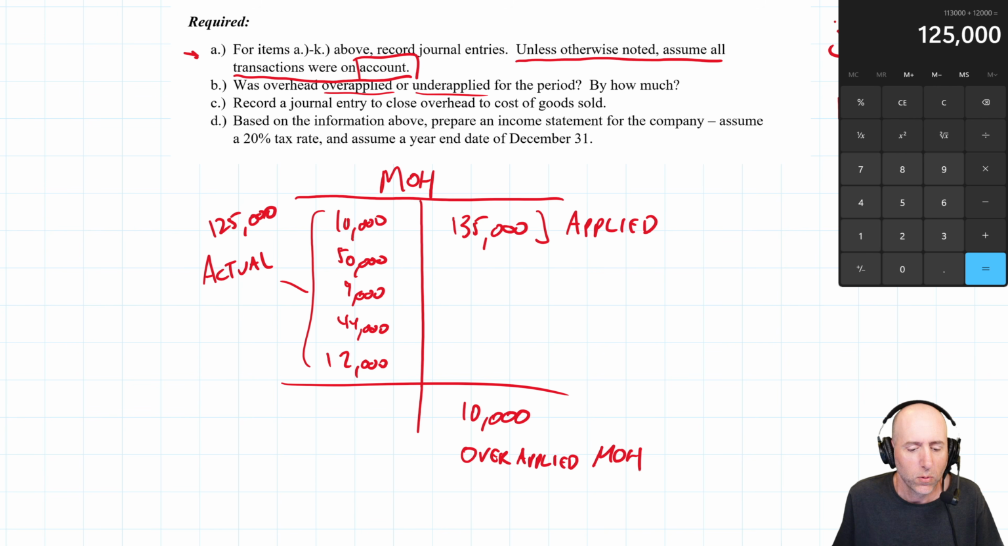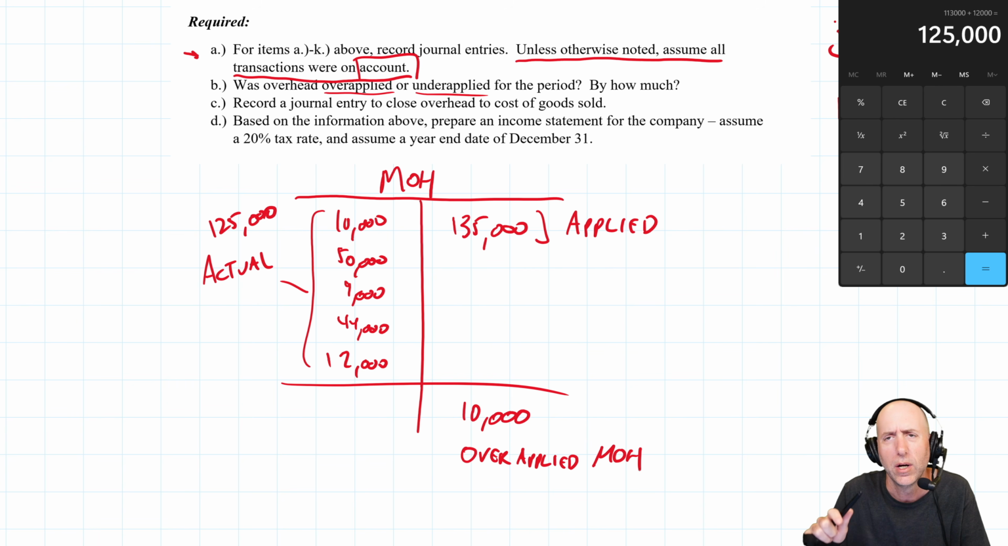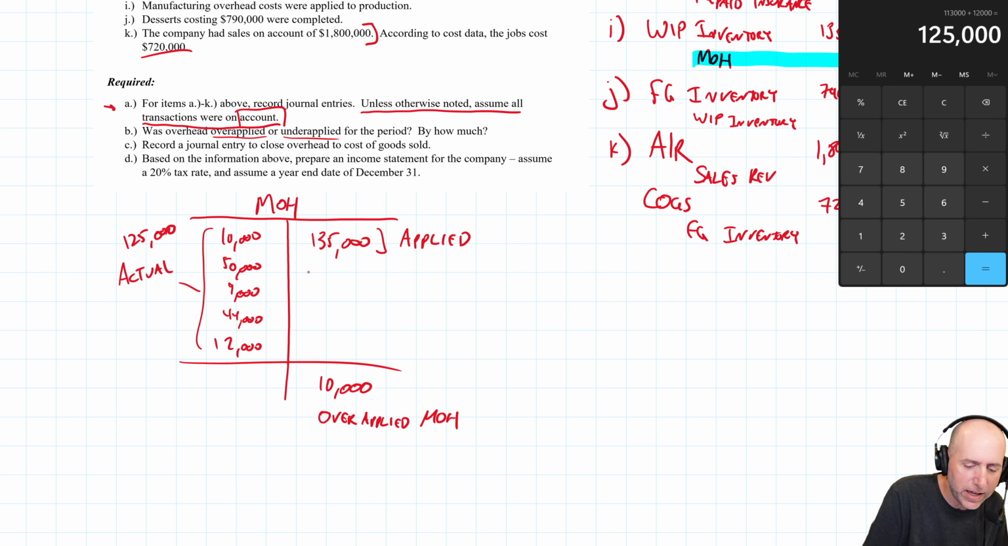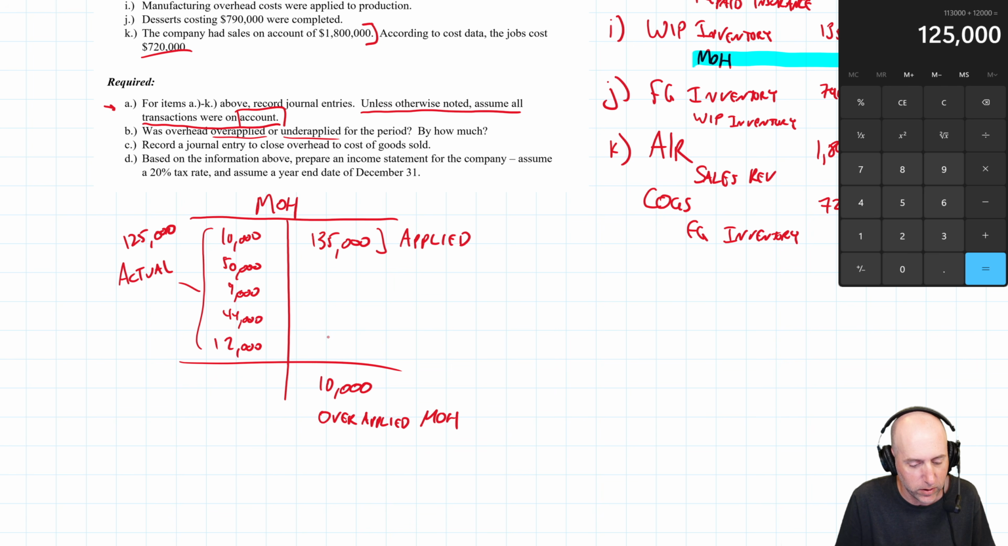C says, record a journal entry to close overhead to cost of goods sold. In my questions, we're always going to close it to cost of goods sold. You will see some questions that say we're going to close some percentage of this to WIP and some to finished goods and some to cost of goods sold. In my questions, we're just going to close to cost of goods sold. I think it's simpler. So what does that look like? Well, it just means make this MOH account go to zero. How do I make it go to zero? I'm going to debit MOH and I'm going to close it to cost of goods sold.